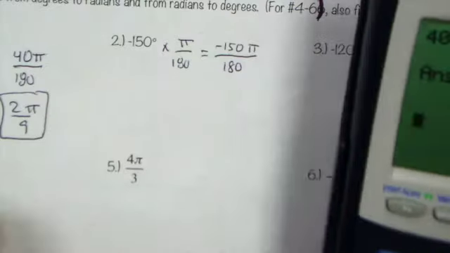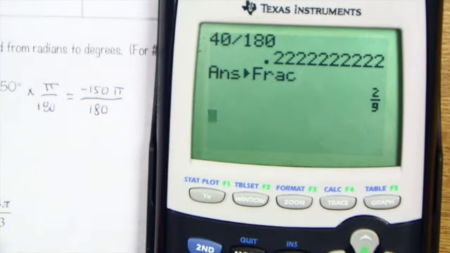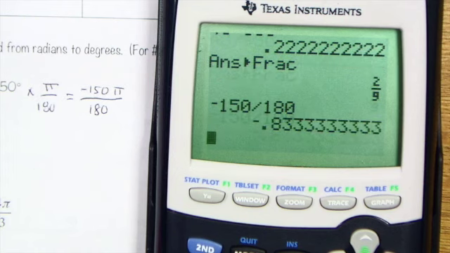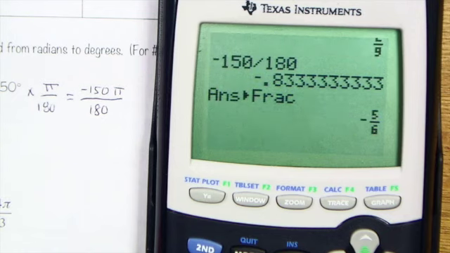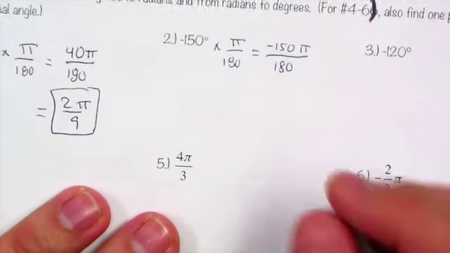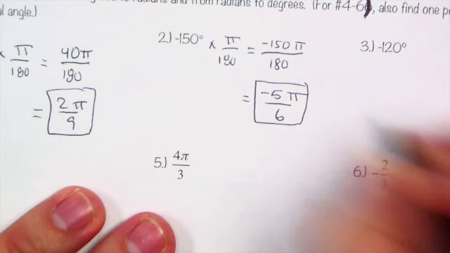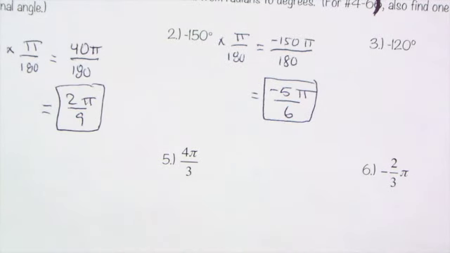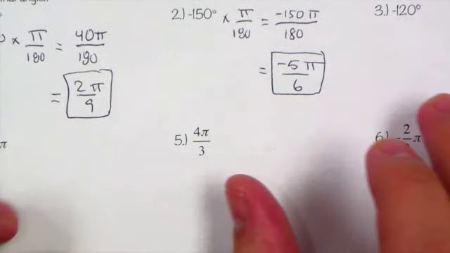So on my calculator, let me make some room here. I can just do negative 150 divided by 180, and then just hit math 1. Enter. Negative 5/6. Perfect. So in here, it already reduced it for me, so negative 5 pi over 6. And notice the pi doesn't actually get calculated, it just sort of is there. So I can let you do 3. I don't need to do that. You can figure that out.